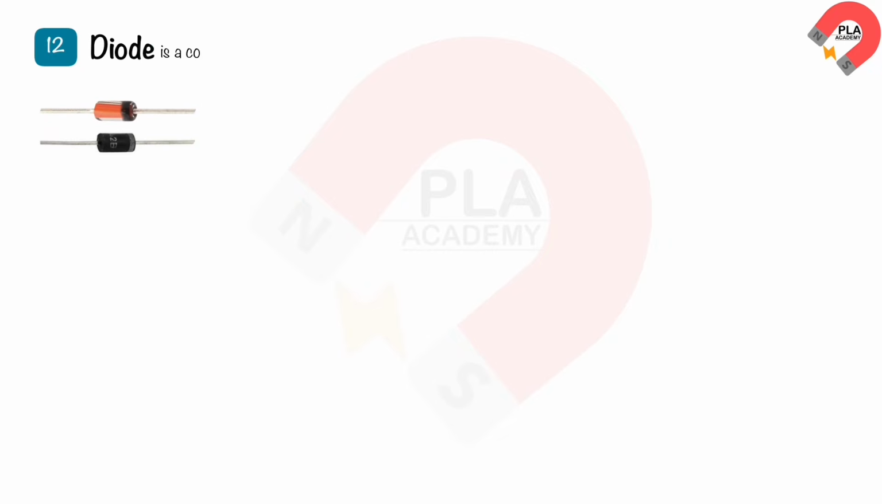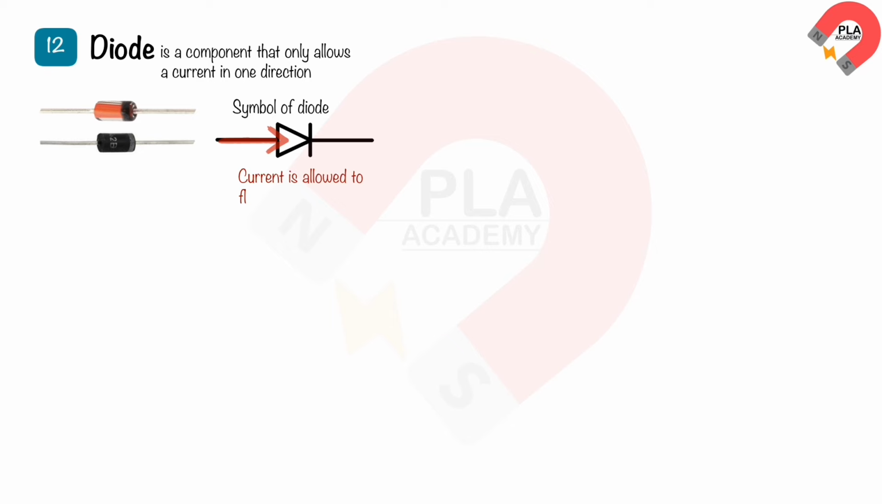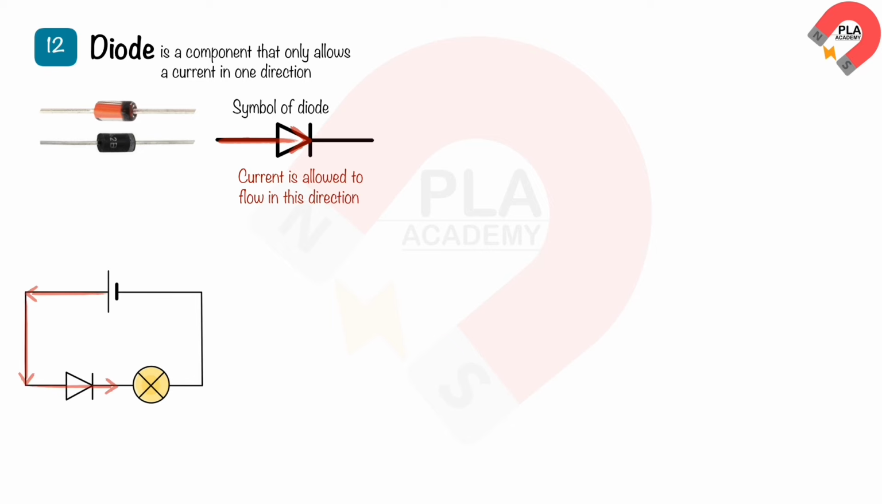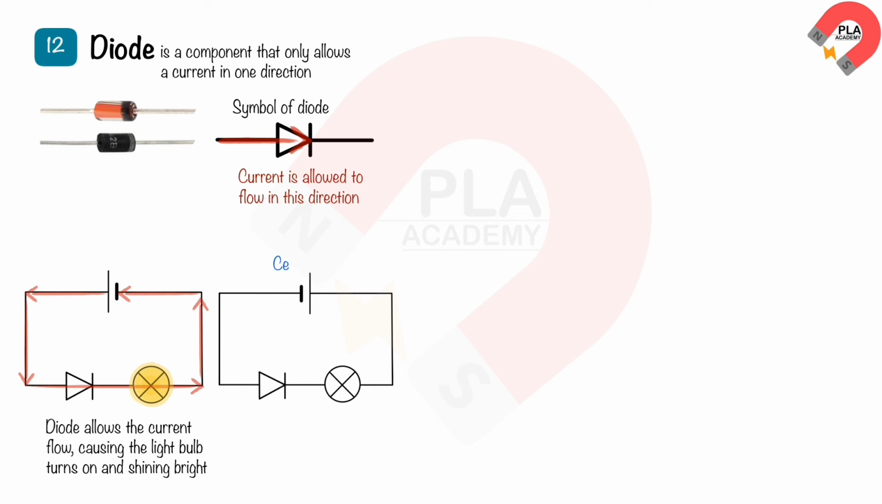A diode is a component that allows current to flow in one direction. This is the symbol of a diode. Current is allowed to flow in this direction. For the first circuit diagram, the current flows from the positive to negative terminal. So the diode allows the current to pass through, causing the bulb to turn on and shine bright.